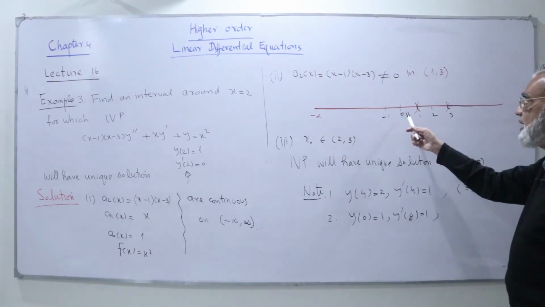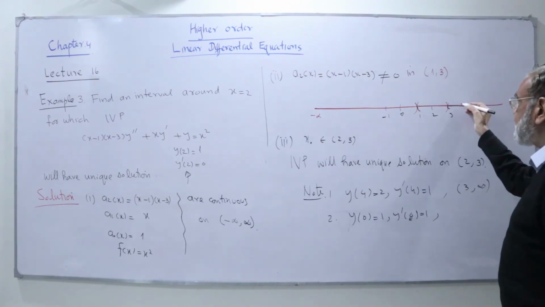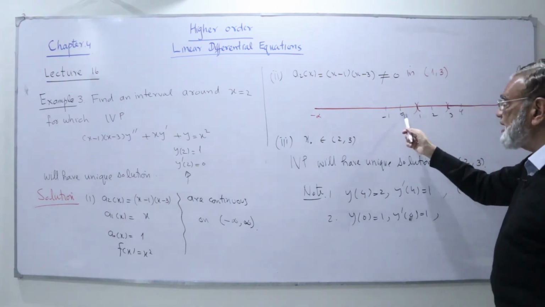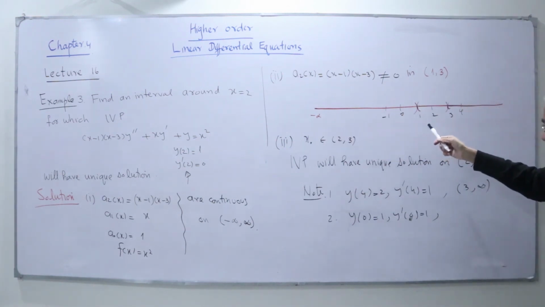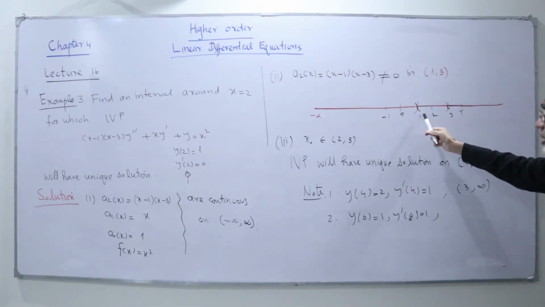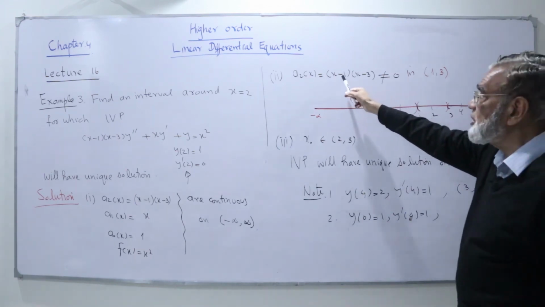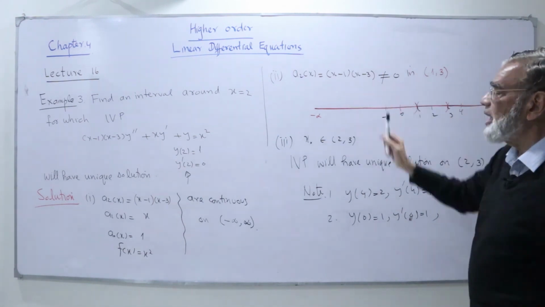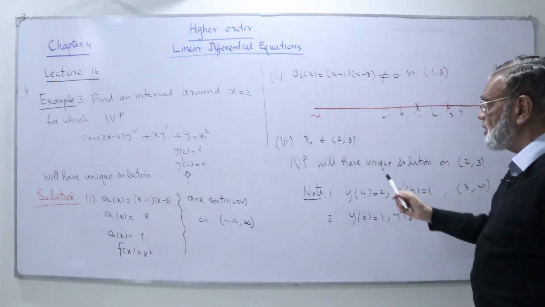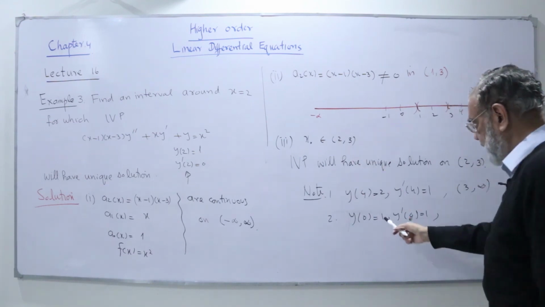Now this interval must contain 0. Before, it was containing 4. This must contain 0. What's the interval? It can be from -infinity to 1, because we have to check this one also. This must not be 0. If we take it to 3, then 1 comes inside and this becomes 0. No, it's not possible.